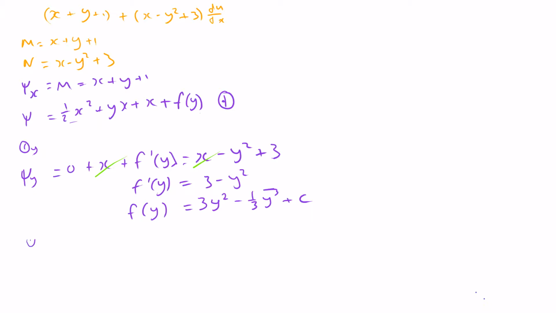So now we can write that psi is equal to a half x squared plus yx plus x plus f of y, which is 3y minus a third y cubed plus c. And that is the way to find the general solution of an exact ordinary differential equation. Thank you for watching.